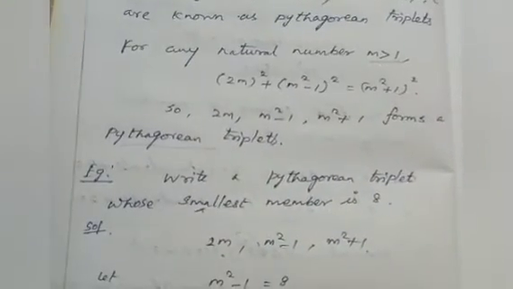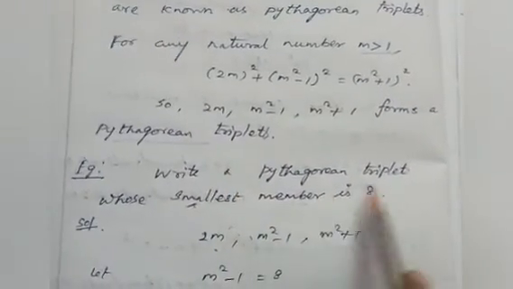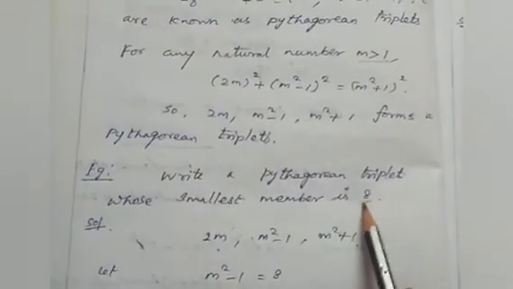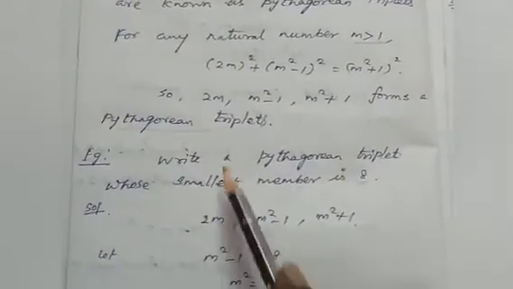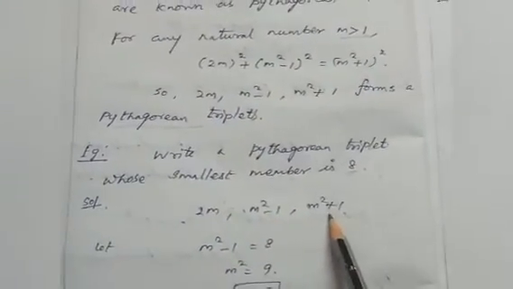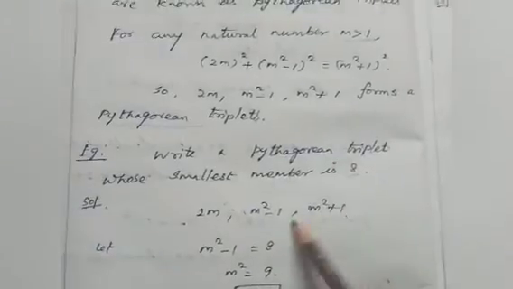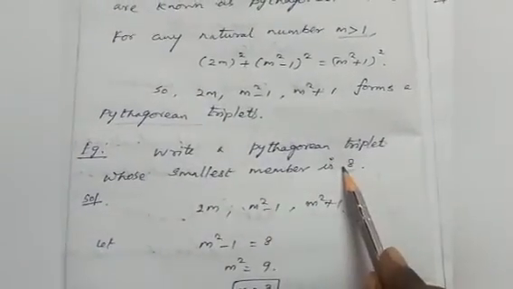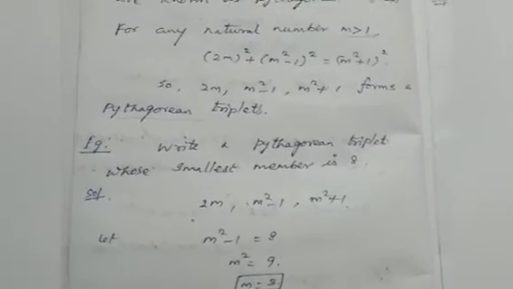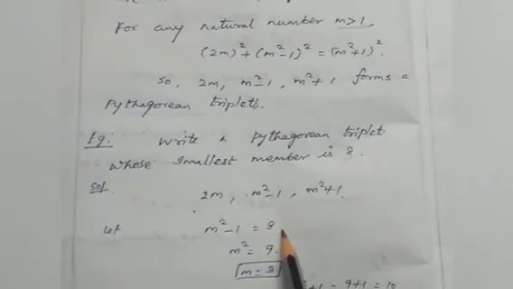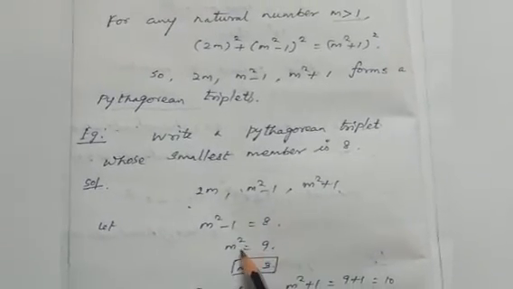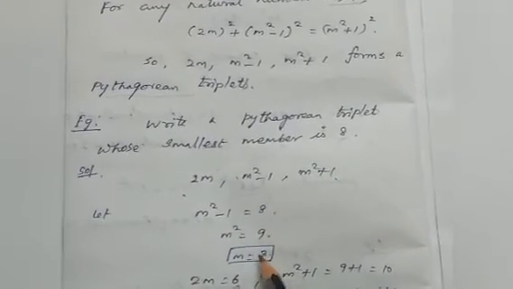Now let us see a few examples. Write a Pythagorean triplet whose smallest member is 8. We know that the Pythagorean triplet is 2m, m square minus 1, m square plus 1. Now let us take m square minus 1 is equal to 8. Transposing 1 to that side, m square is equal to 9. So m is equal to 3.